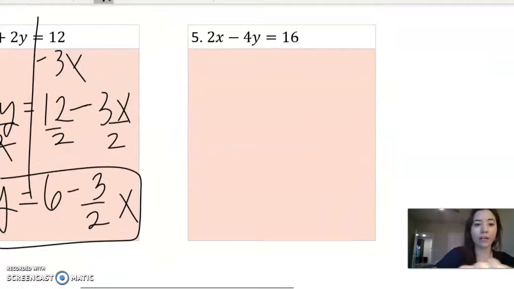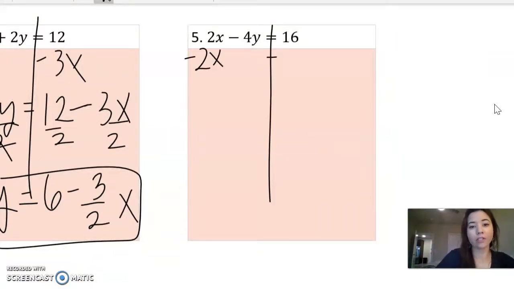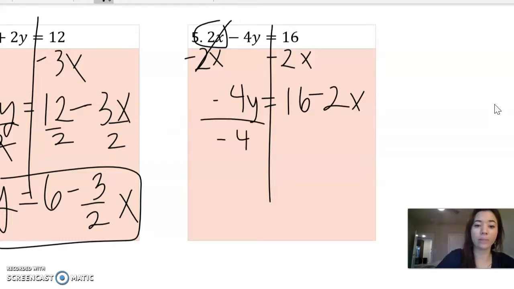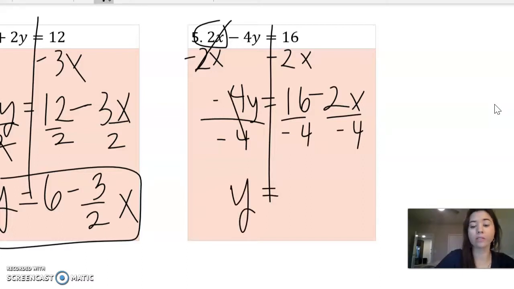All right, hopefully again you gave that one a shot. Again, we're going to subtract 2x from both sides because the 2x itself is positive. And we get negative 4y equals 16 minus 2x. Then we divide everything by negative 4. And we're left with y equals 16 divided by 4 is 4.